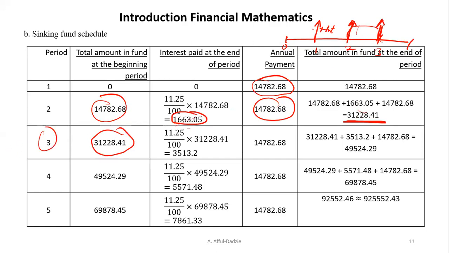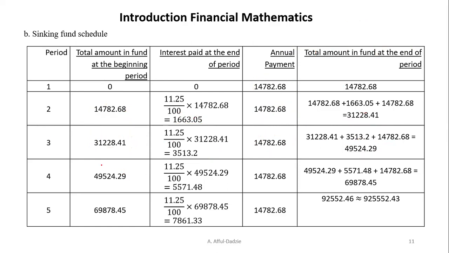We must now calculate interest on what was in the account. So now we will calculate interest on the 31228.41, and this is our interest. Then at the end of period 3 itself, we must again make another annual investment. So our total in the fund is going to be what we had at the beginning of period 2, plus the interest that was earned on it, plus the additional annual payment we have added.